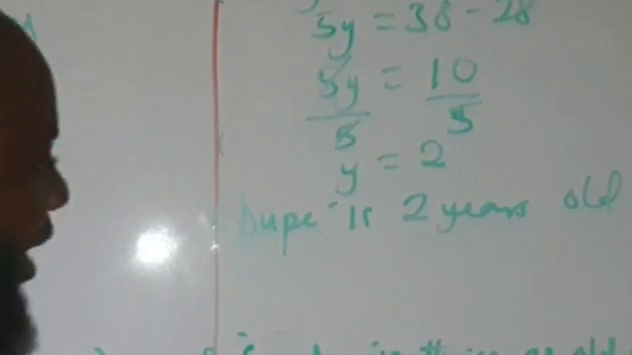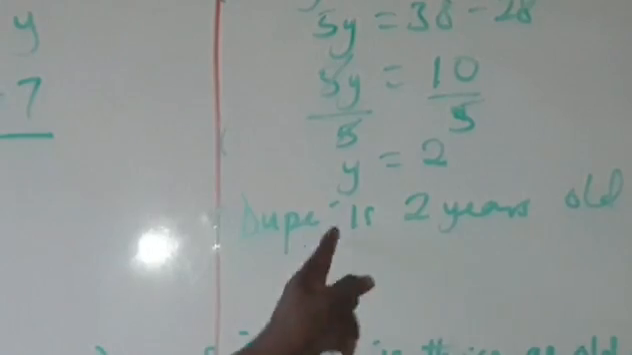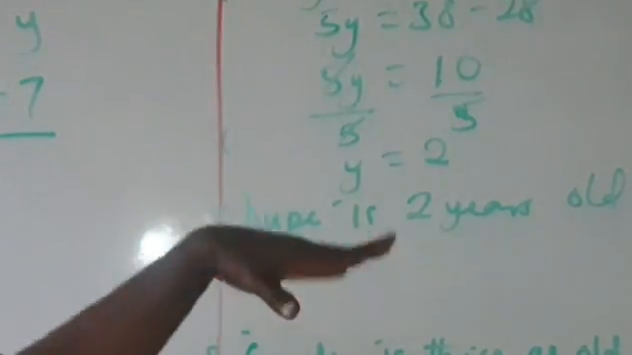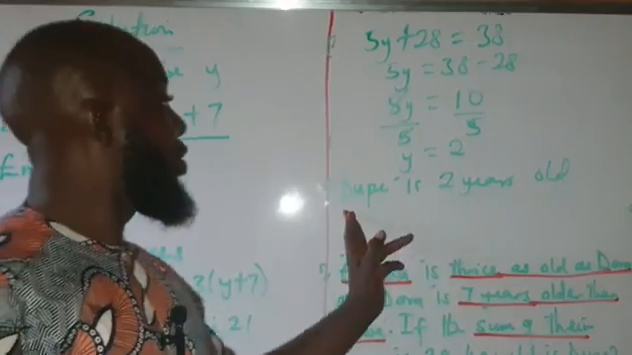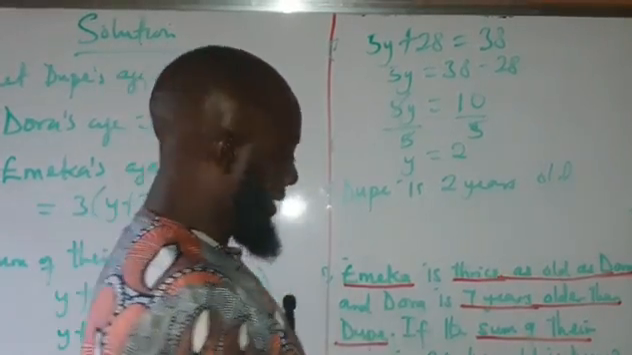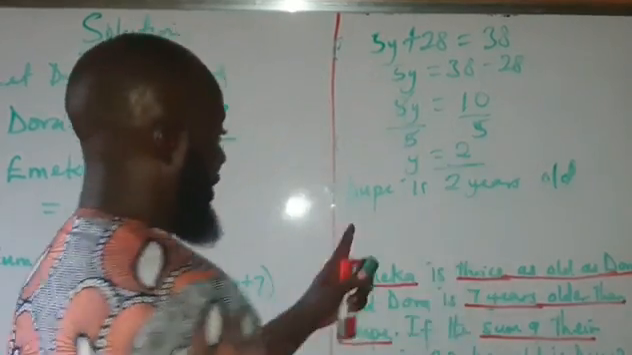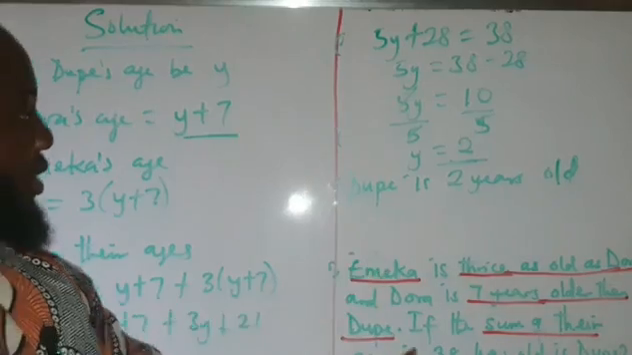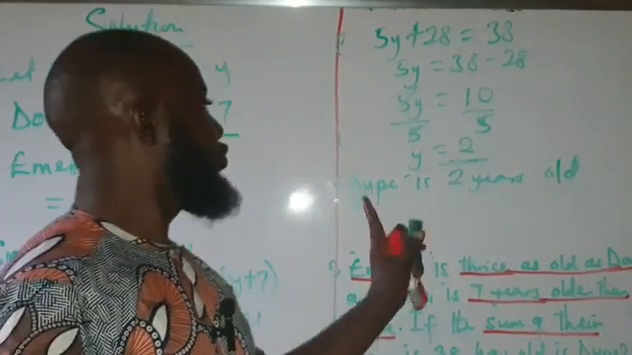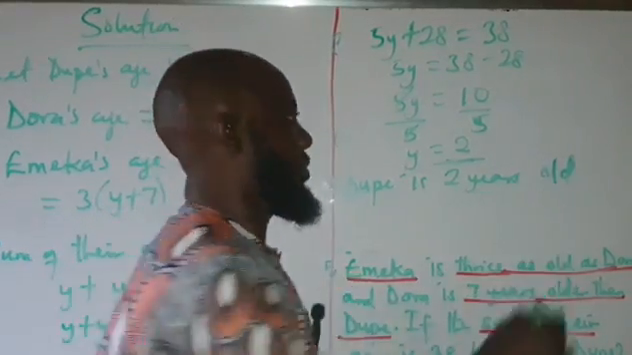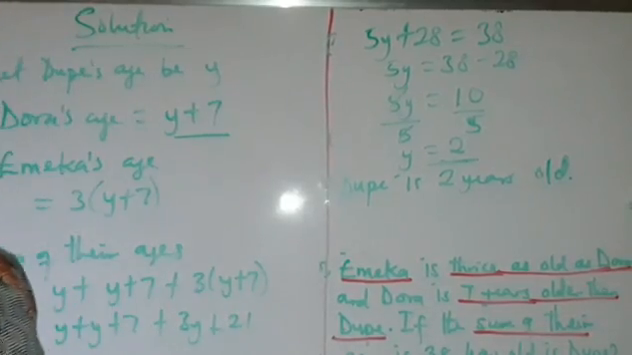That is the question: how old is Dupe? You'll be able to identify that. After solving it, you must be able to tell us the final answer. If you stop here, you will not get the full answer, because you have to express it in words. Because the question is, how old is Dupe? So Dupe is 2 years old. Simple. Hope that is clear now.